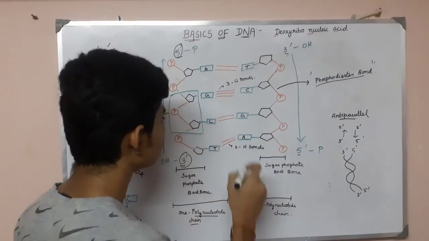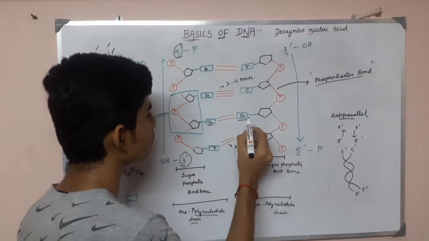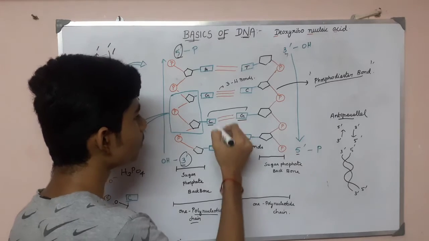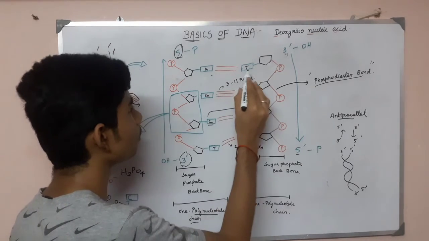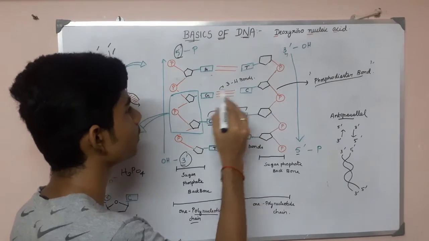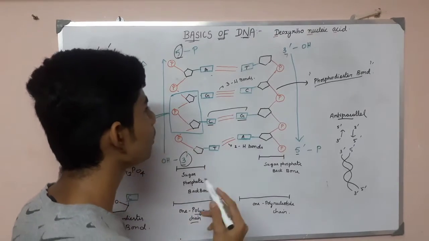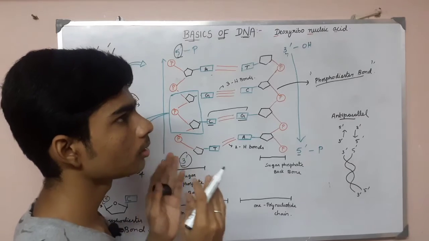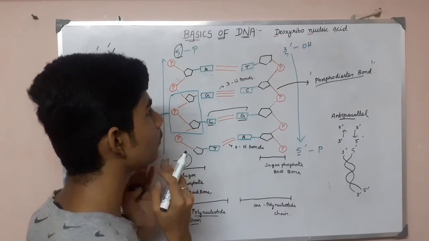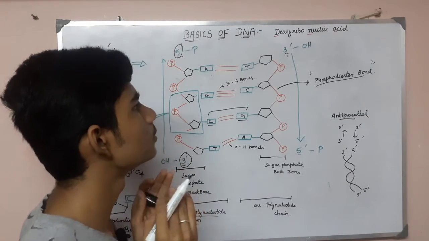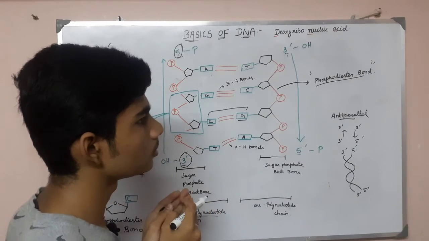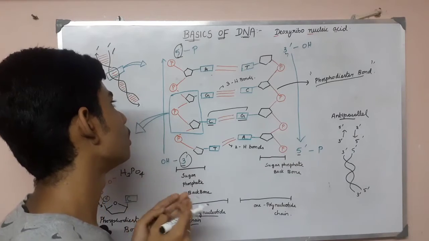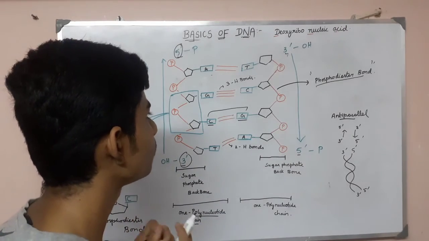This is one base, this is another base. These two are known as a base pair. A always binds with T and G always binds with C. This is known as complementary base pairing. G always binds with C with triple hydrogen bonds, and A always binds with T, thymine, with double hydrogen bonds. This is a complementary base pair.